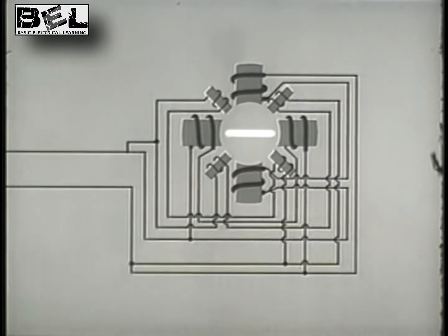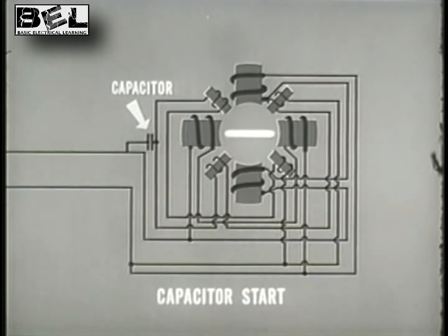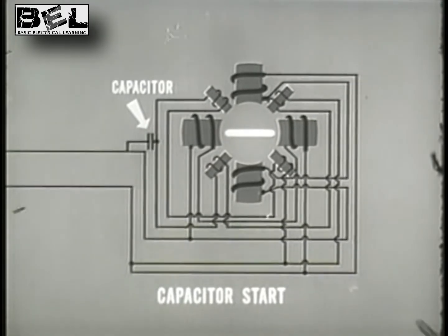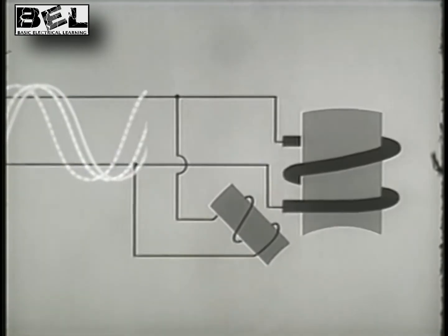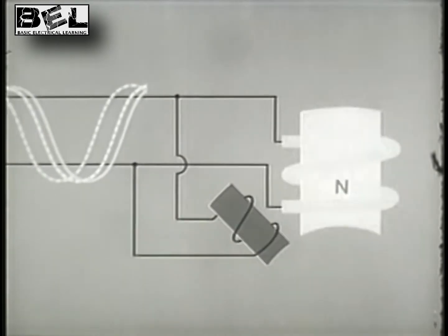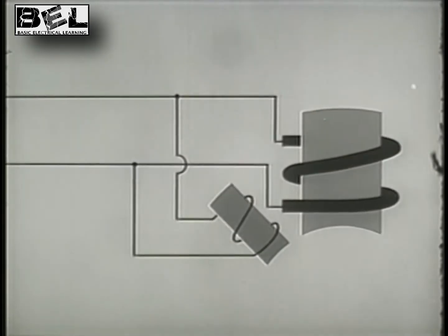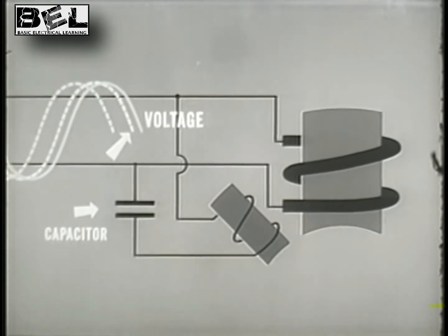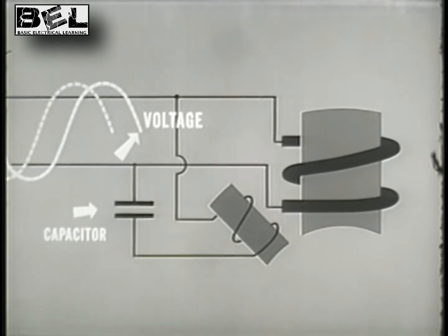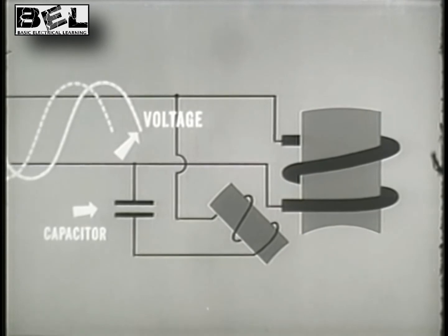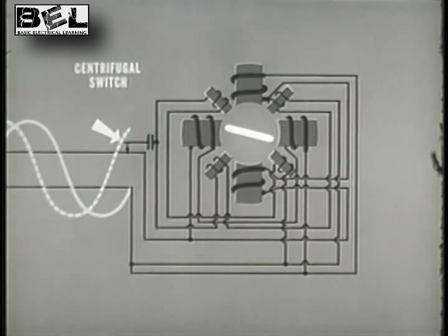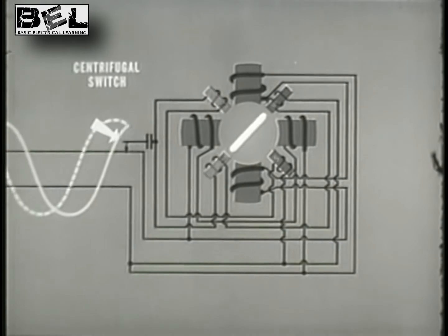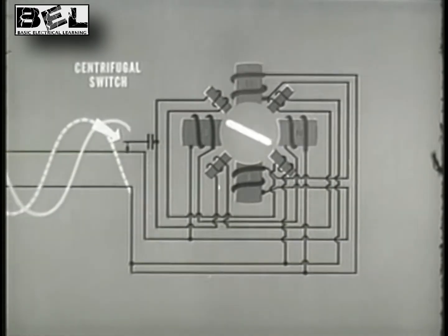A third method for starting single-phase induction motors is the use of starter windings with high-capacity electrolytic capacitors. We saw in our last example how a phase difference was developed by the use of starter windings. Now, when a capacitor is added in series with a starter winding, it offsets the inductance, causing an even greater phase shift between the two currents. This is a capacitor start motor with a centrifugal switch.